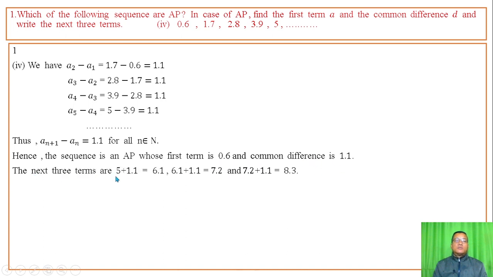The next three terms: the last term is 5, and the common difference is 1.1, so we get 6.1. Then 6.1 plus 1.1 gives 7.2. Then 7.2 plus 1.1 gives 8.3. So the next three terms are 6.1, 7.2 and 8.3.